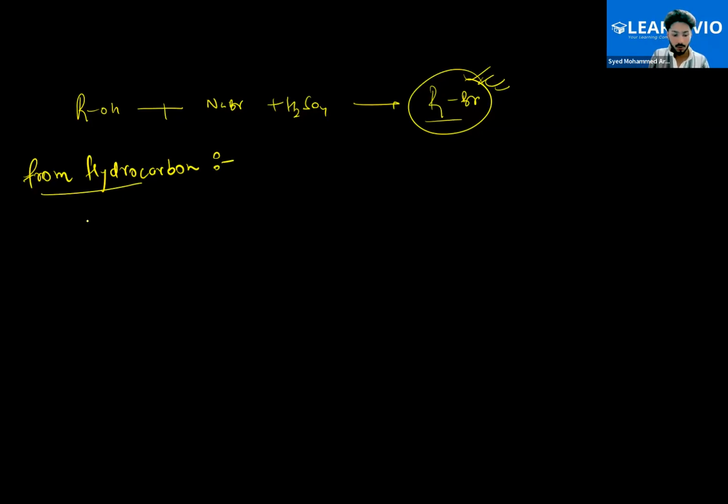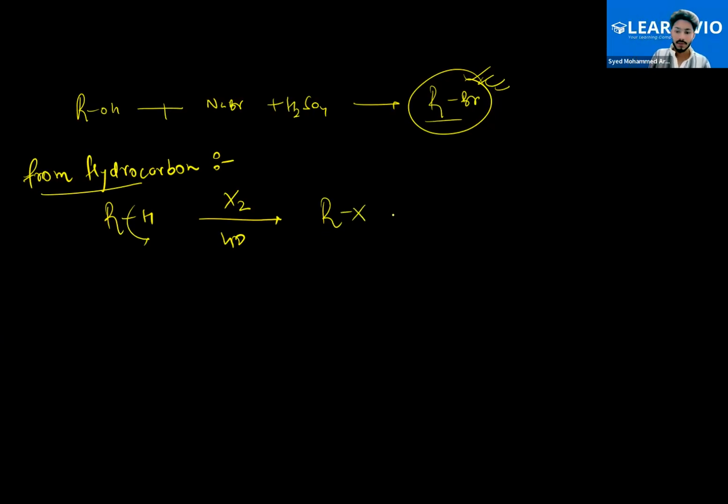From hydrocarbon, the first thing is a reaction of RH. This is my RH, a hydrocarbon. This is the representation of my hydrocarbon, and I'm reacting it with X2 in the presence of sunlight. This is the sunlight, h nu. Fine. Now what will happen here? This H will be removed and my X will be substituted here.